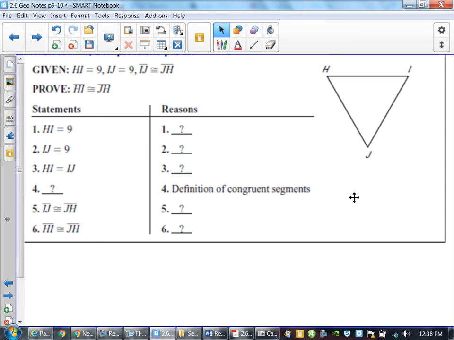Well, we had a fantastic question yesterday. Can you reuse reasons? Absolutely. You might have 2 sets of substitutions. You might have 2 definitions of midpoints. You might have 3 givens. I don't know. But you can reuse stuff. There's no rhyme or reason why you can or cannot.